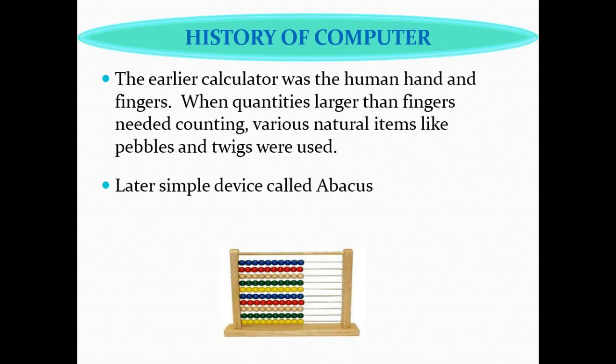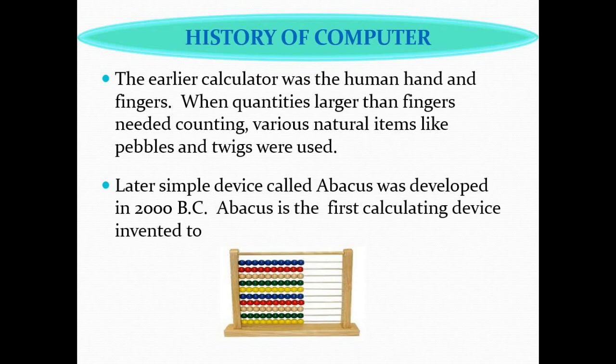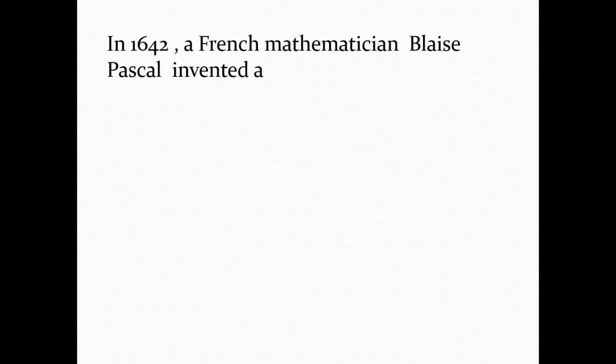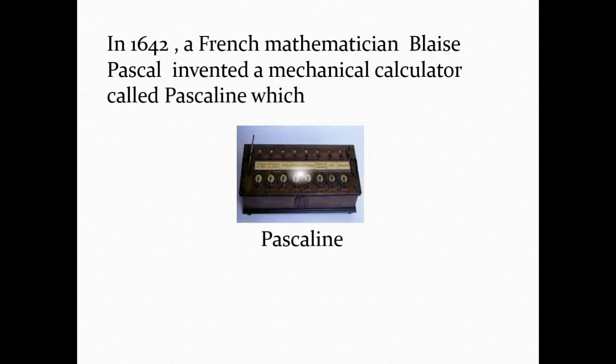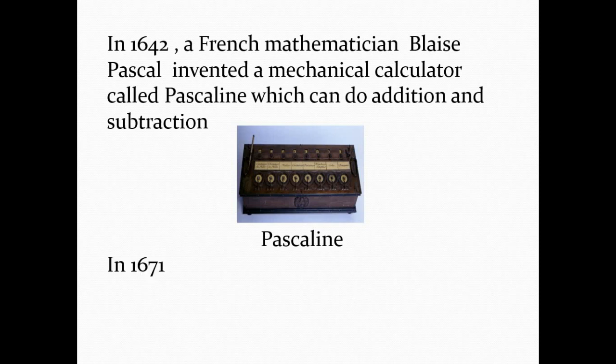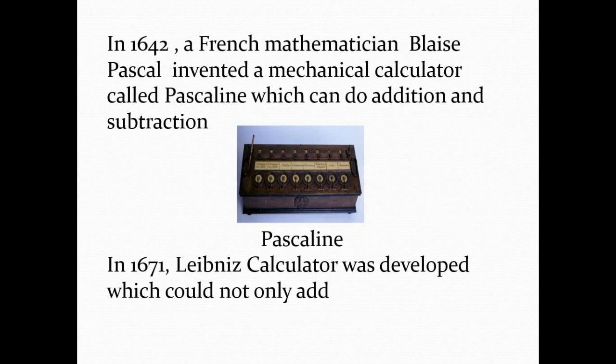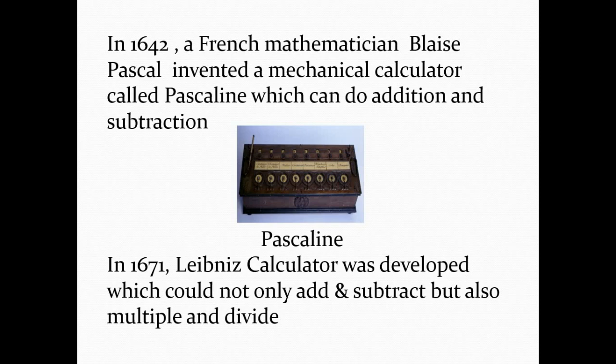Later, a simple device called the abacus was developed in 2000 BC. The abacus is the first calculating device invented to do simple addition and subtraction. In 1642, a French mathematician, Blaise Pascal, invented a mechanical calculator called Pascaline, which could do addition and subtraction. And in 1671, the Leibniz calculator was developed, which could not only add and subtract, but it could also multiply and divide.